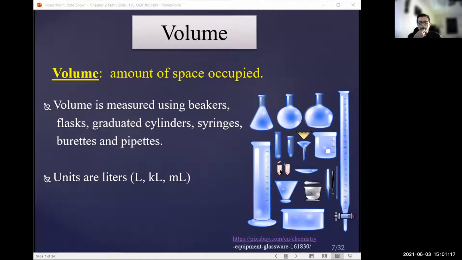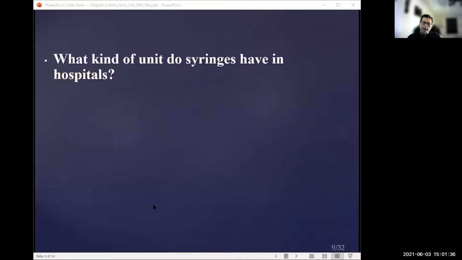Volume, our units normally are liters, capital L, or we could use kL, kiloliters, or mL. The most common ones are mL and L for liters. These are types of equipment that are used to measure volume, different types that we would be utilizing if we were in the lab, but we're not.